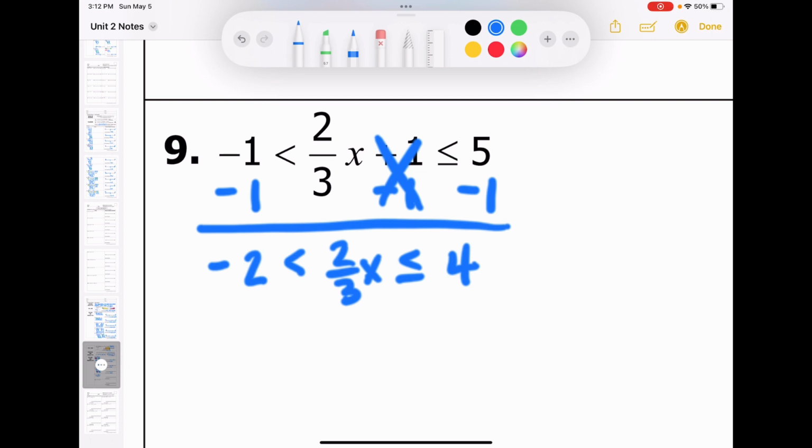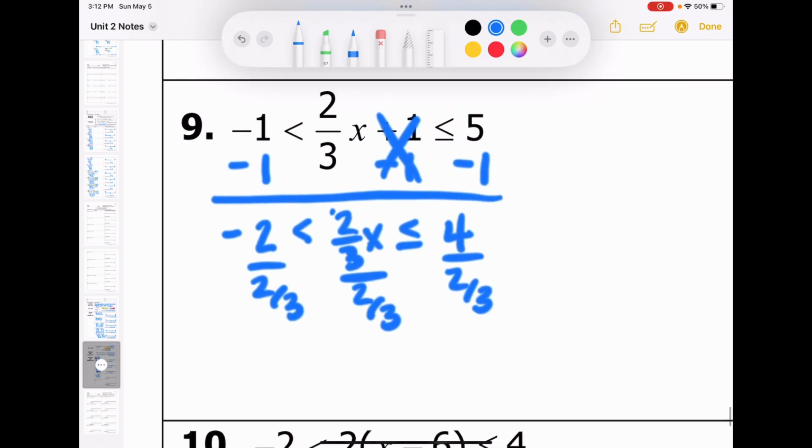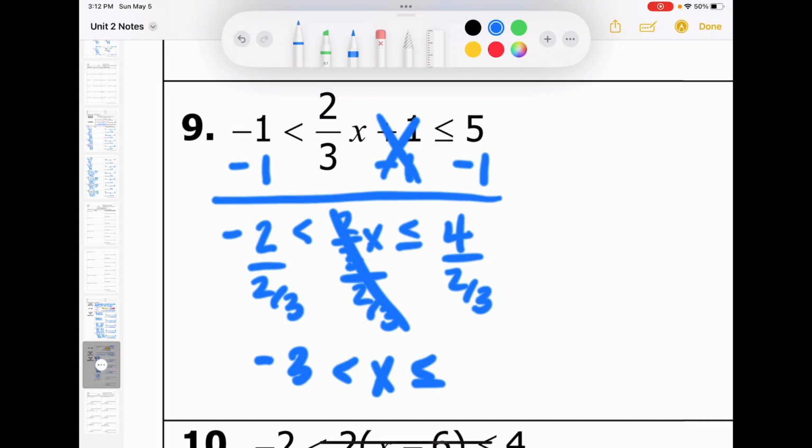Then my last step to get x by itself is divide everything by 2 over 3. So that leaves me with x in the middle. Negative 2 divided by 2 over 3 is negative 3. And 4 divided by 2 over 3 is 6. Okay, remember that's something that you can type in the calculator. So this is the solution to our inequality.